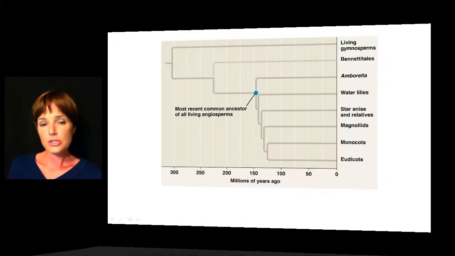If we go back to our phylogenetic tree, angiosperms are thought to have evolved probably about 140 million years ago. After that, it's really hard to follow exactly how they all fit together. It's not really thought to be necessarily a monophyletic group. We do have several different branches inside that we're going to take a look at.